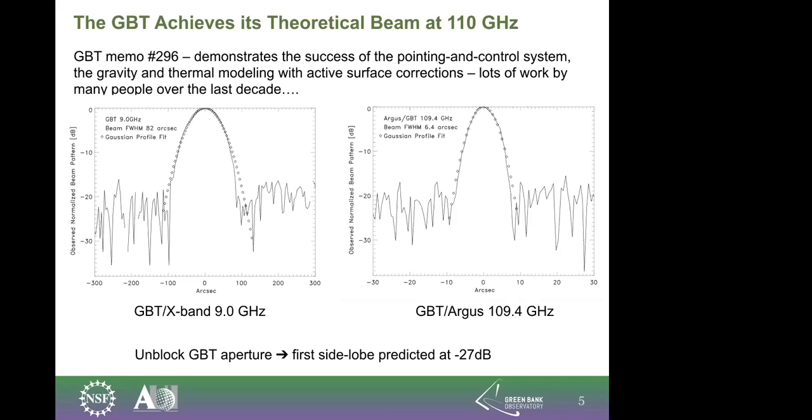So just a little bit of extra information. So the unblocked GBT aperture, which I showed in the first few slides, predicts that the first side lobe is around negative 27 dB.